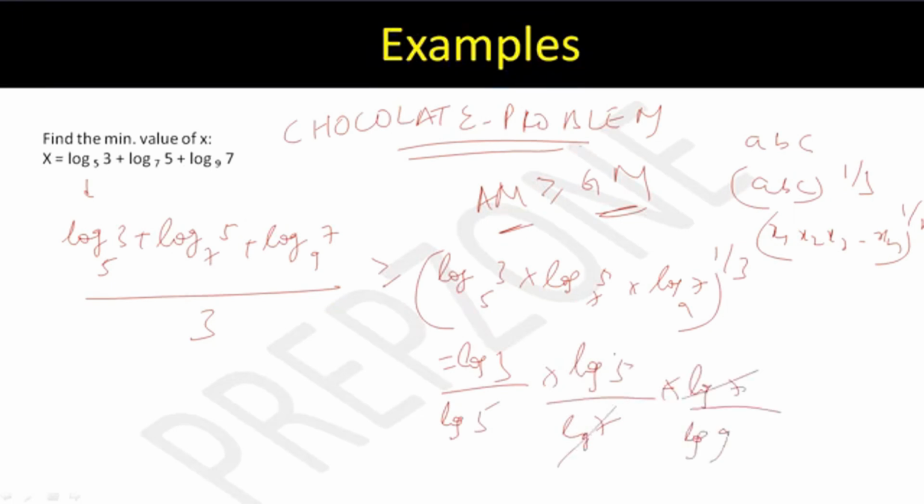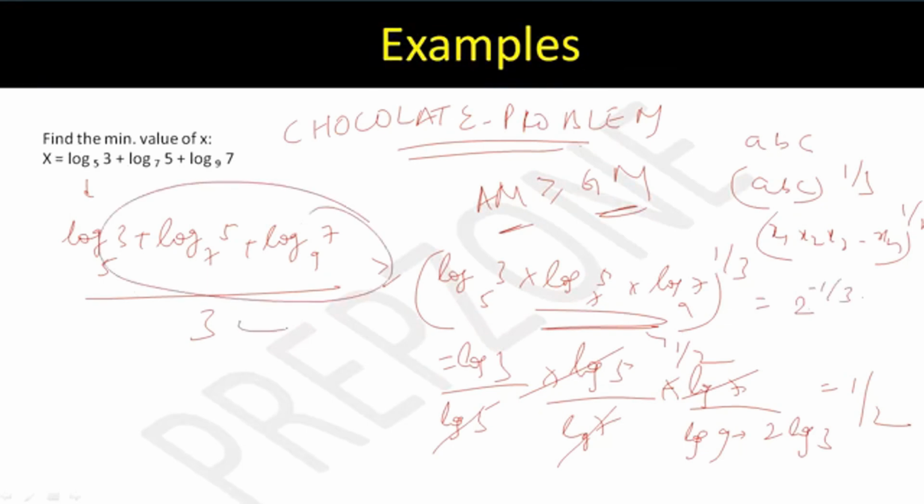Okay guys, 7 7 cancel, 5 5 cancel. This is log 3 by log 9. This is 2 log 3, right? And this is equals to half. This internal value is half, guys. Okay. So what is its power? 1 by 3. Half I can write as 2 to the power minus 1. So this becomes 2 to the power minus 1 by 3. Hence what will its minimum value be? We'll take the 3 there. 3 into 2 to the power minus 1 by 3 will be the final answer.